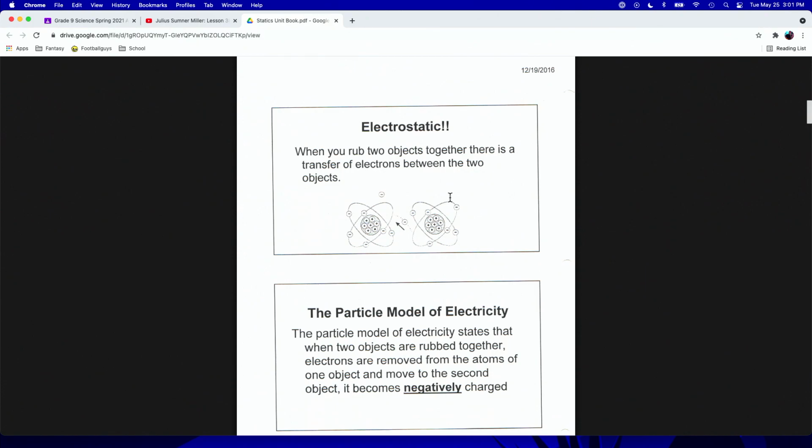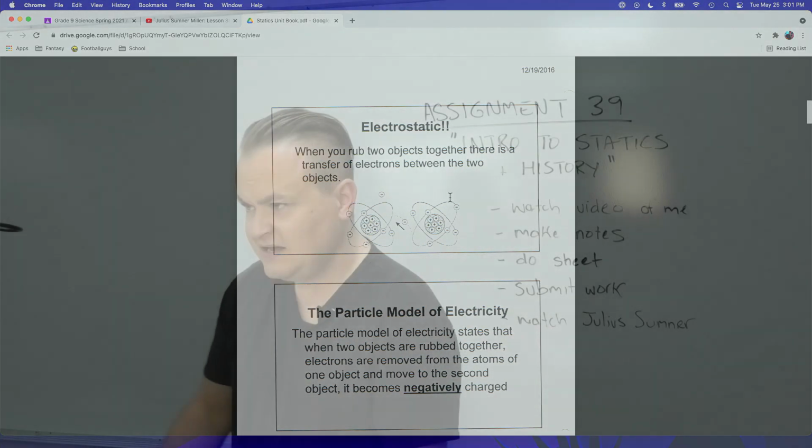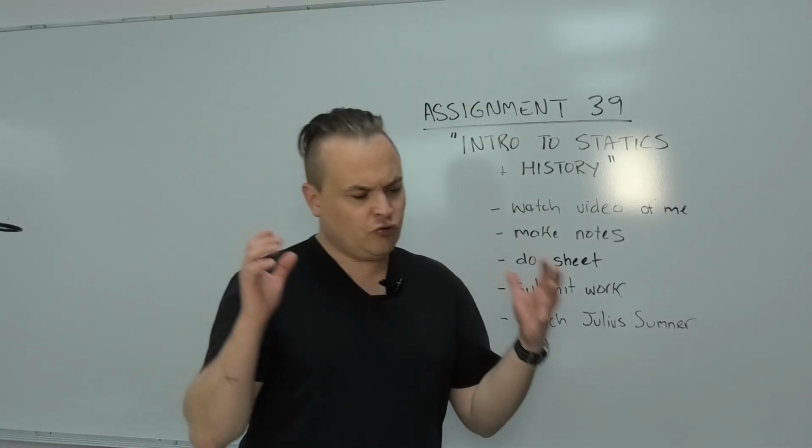So now, when you rub two objects together, there's a transfer of electrons between the two. We kind of are getting a feeling for that. Now, the particle model of electricity tells us how this is going to work. The particle model of electricity states that when two objects are rubbed together, electrons are removed from the atoms of one object, and those electrons are moved to the second object. If you gain those electrons, you become negatively charged. There's nothing too crazy there, right?